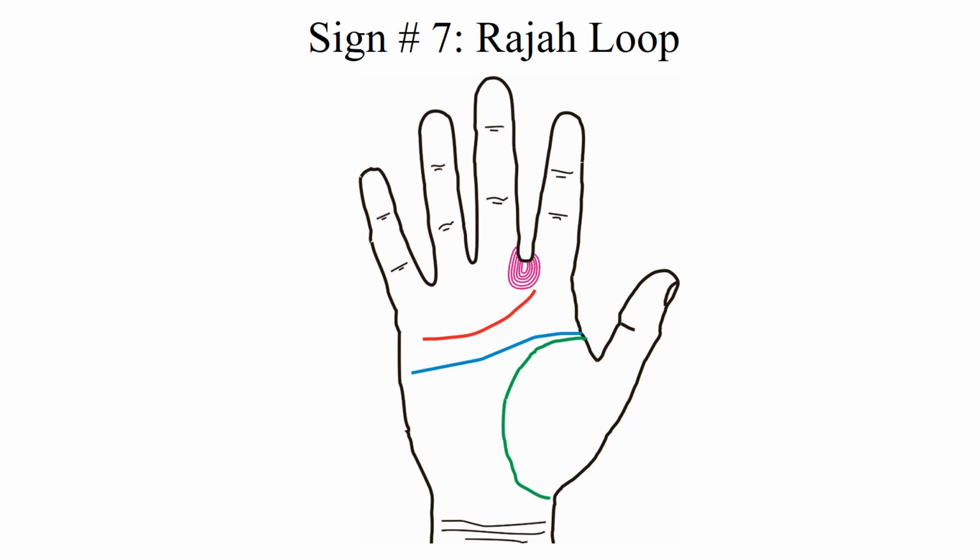The person, having this sign, would be charismatic, a born leader, who would motivate and inspire others. The presence of the Raja loop would denote a powerful leader. The person, having the Raja loop, could have noble ancestry, such as being a descendant from a royal family.